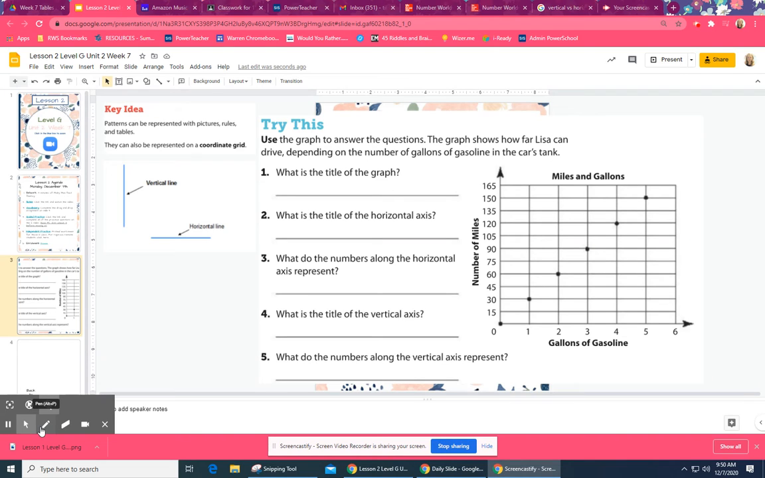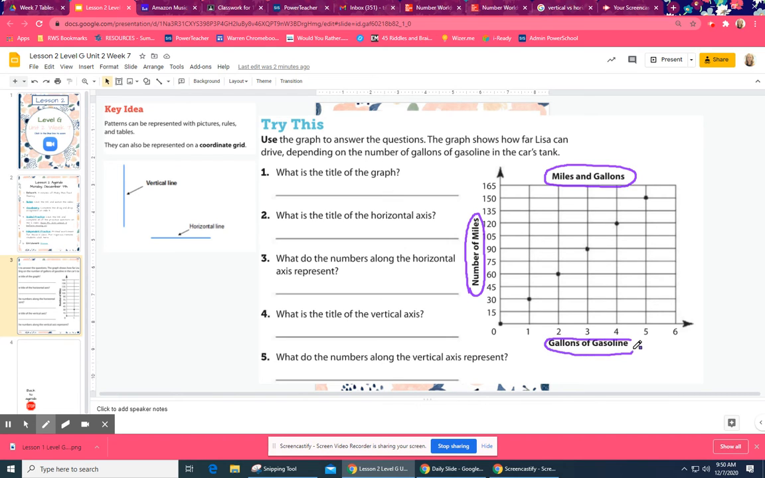This lesson is going to go over how to interpret graphs. So we've got the description up here. It says, well, first it says use the graph to answer the questions, but then it says the graph shows how far Lisa can drive depending on the number of gallons of gasoline in the car's tank. So here's her graph. We've got a title at the top, miles and gallons, and then they've also labeled the y-axis, and they've labeled the x-axis. And then they've also plotted the points.